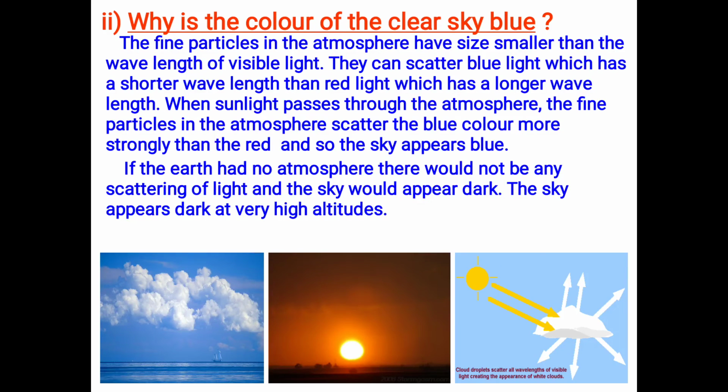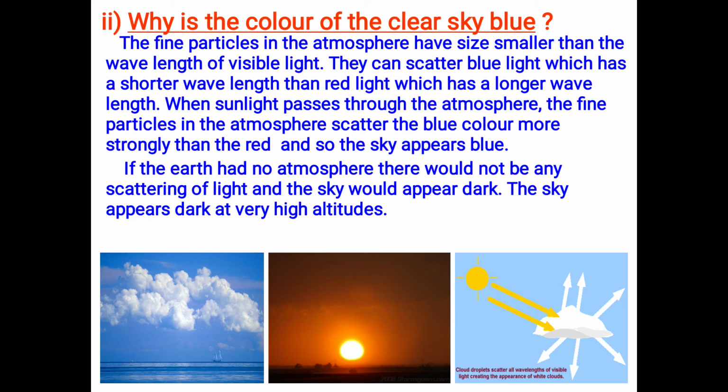Why is the color of the clear sky blue? Because the fine particles in the atmosphere have a size smaller than the wavelength of visible light. So a very small wavelength shows the blue color. They can scatter blue light, which has a shorter wavelength, and red light, which has a longer wavelength. When sunlight passes through the atmosphere, the fine particles scatter the blue color more strongly than the red, and so the sky appears blue.